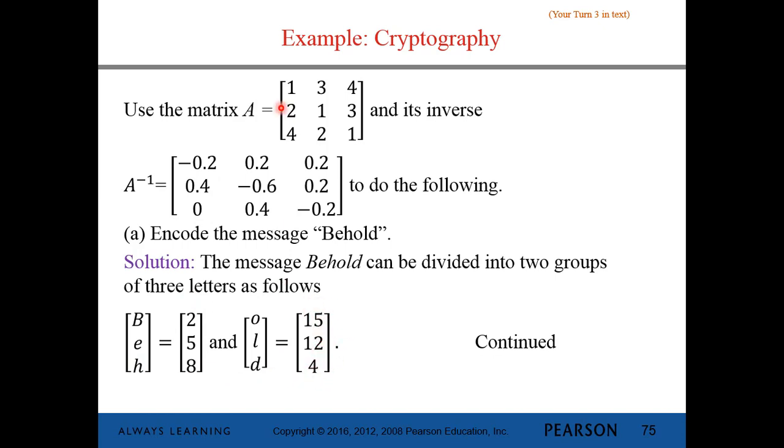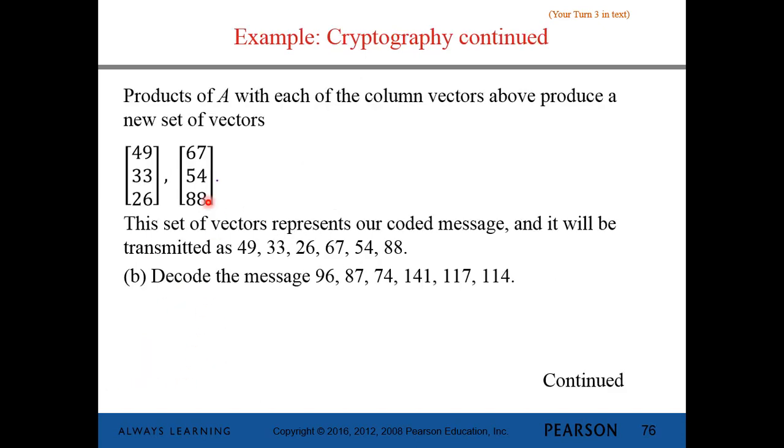Now what we're going to do is multiply each one of these column vectors by A and watch what happens. If you do that, you get 49, 33, 26 for the first one, and 67, 54, 88. So these sets of numbers represent the word behold. You would give the code in this order because each number represents a letter. So this represents BEH and this represents OLD.